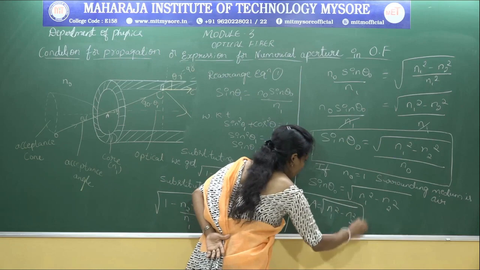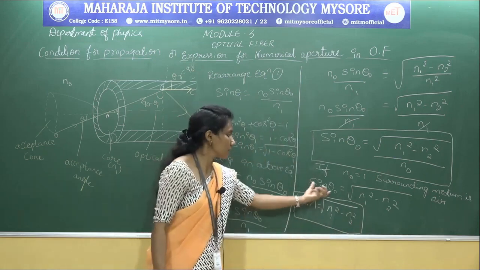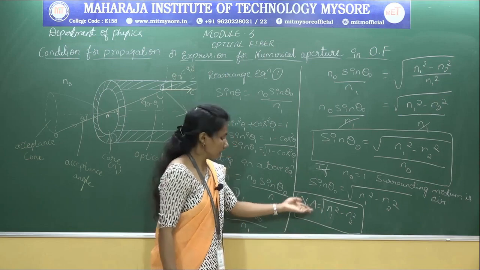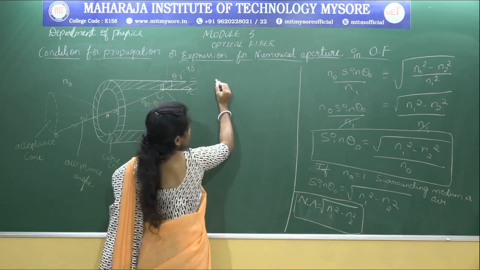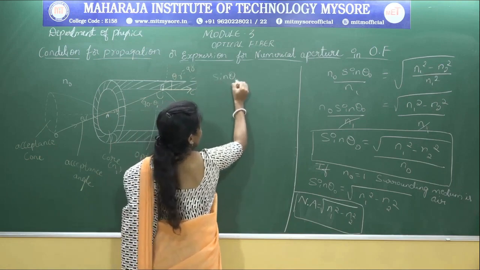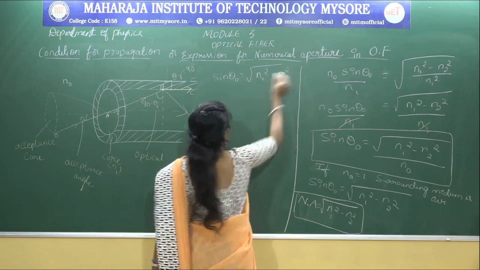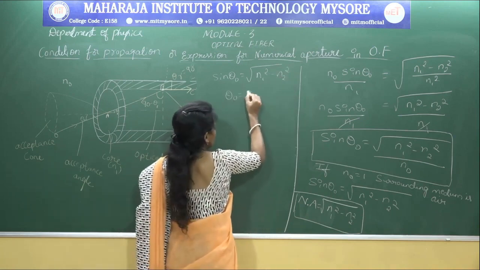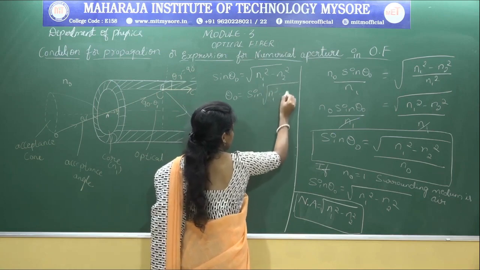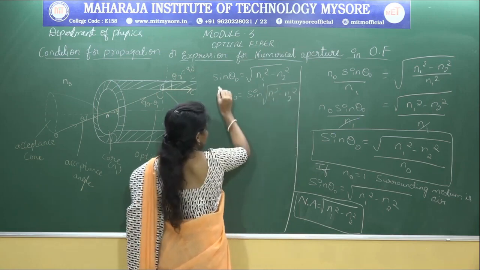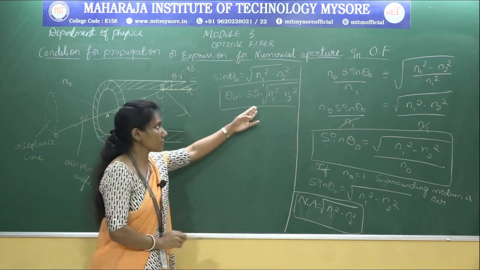We can also write this in terms of numerical aperture, where sin theta naught means the numerical aperture. So for this acceptance angle, we can write sin theta naught is equal to root of n1 square minus n2 square. Also theta naught is equal to sin inverse of root of n1 square minus n2 square. So this is the acceptance angle.